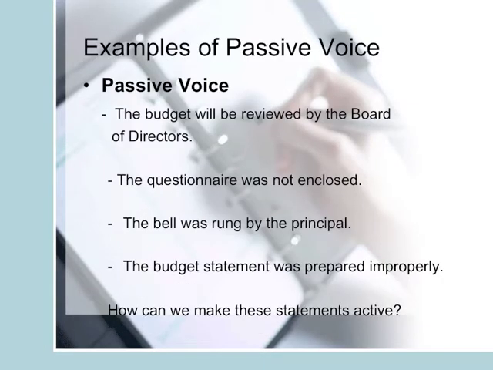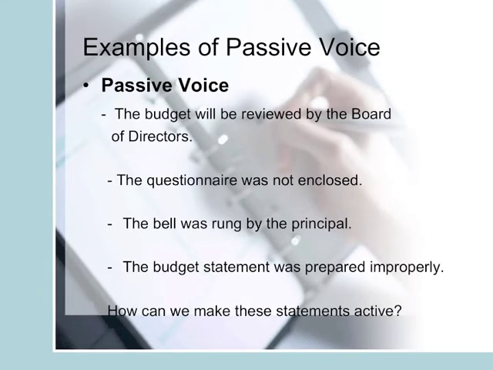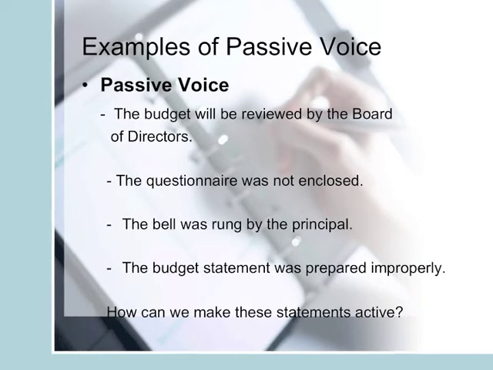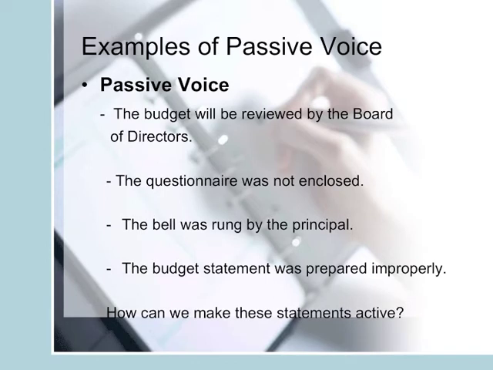Here you're going to see some more examples of passive voice. The budget will be reviewed by the board of directors. Again, you have the item that is being acted on at the beginning of the sentence, and that is not what you want. You want to have the actor, the person doing the action or the thing doing the action, at the beginning. So to fix this, you would move the board of directors to the front, and you would say the board of directors reviewed the budget.